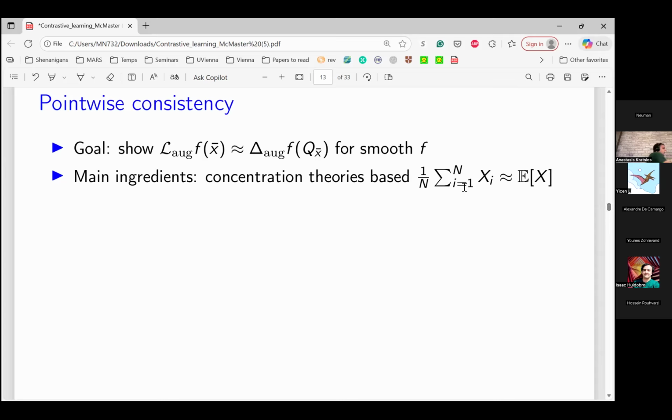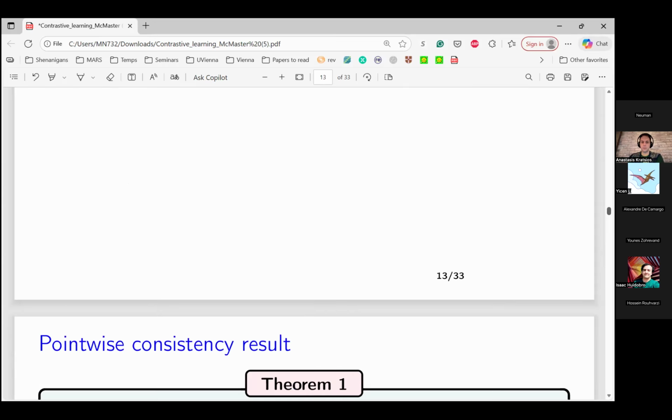So for the first theorem, we proved the pointwise consistency. In that case, we use the law of large numbers, but we use the quantified version of that, the concentration theory. And as I keep alluding to, we apply that to a bunch of points that are not necessarily independent of each other, but have some kind of mild dependence among each other. So we have to apply the corresponding version of concentration theory that we actually use for Janssen.